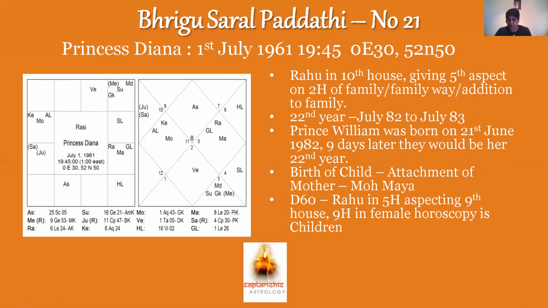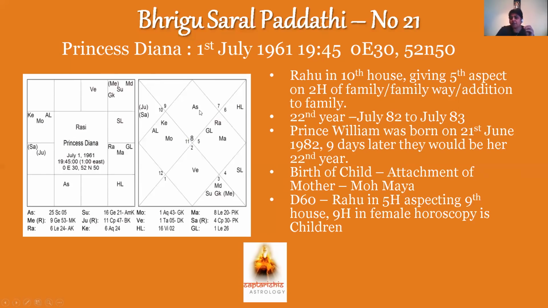Now what is the second house? Second house is face, family, wealth, domestic happiness, prosperity, food, savings, jewels, comfort, taste, and the second house is also Vakshakti. There are many attributes to the second house; I just listed a few of them. So what happened in Princess Diana's life in the 22nd year?